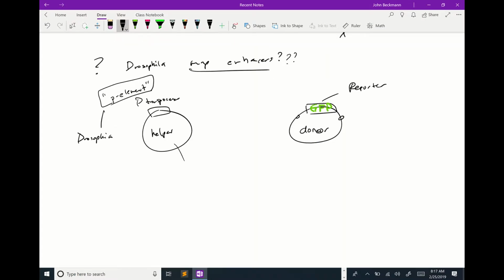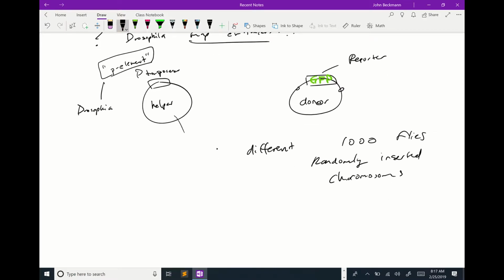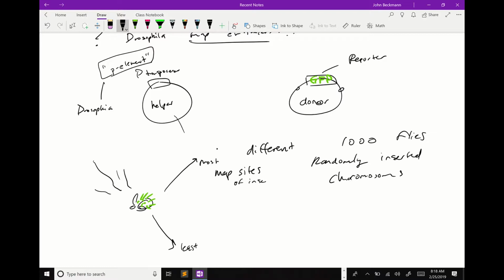And we can make a whole bunch of different flies because it's random insertion. Let's say we make 1,000 flies that are randomly inserted into the chromosomes of fruit flies. And then we can just shine a light on all these fruit flies, and we can see which ones glow green. And we can see which ones glow the most green, or the least green. And then we can map the sites of insertion.